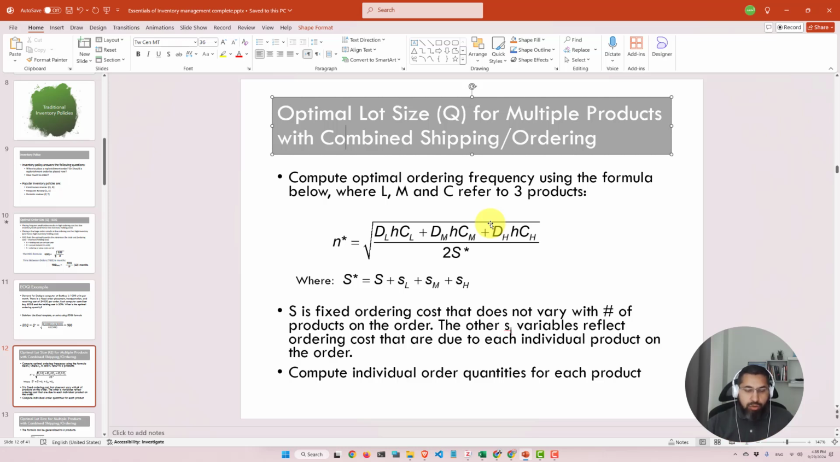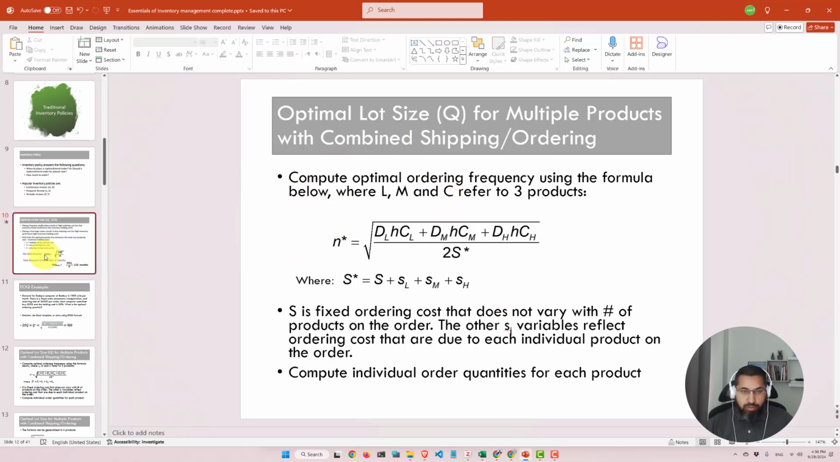So some 3PLs will provide you this service where they can pick up product from multiple suppliers, combine it into one big shipment, and then send it to you. Okay, so that case where your suppliers are close to each other, so you can get one shipment, or you have one supplier, so you get one shipment, but you have multiple products, is this situation right here. Optimal lot size for multiple products with combined shipping. So we're going to have to use this formula.